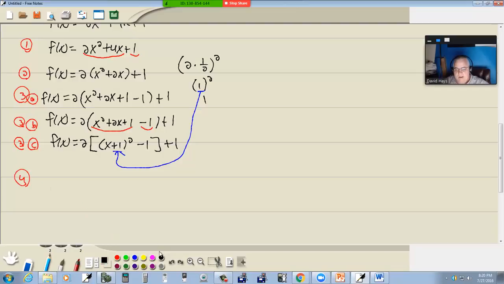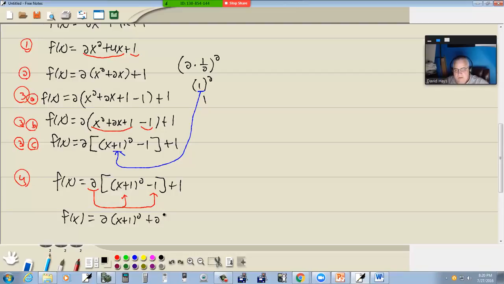What I mean by that is we're going to take this 2 that's out in front here, we'll multiply times this first group and by this second group. Because remember, we group these together, we group this together. So that's going to give us f of x equal to 2 times x plus 1 squared plus 2 times negative 1 plus 1. And that's going to give us f of x equal to 2 times x plus 1 squared minus 2 plus 1.